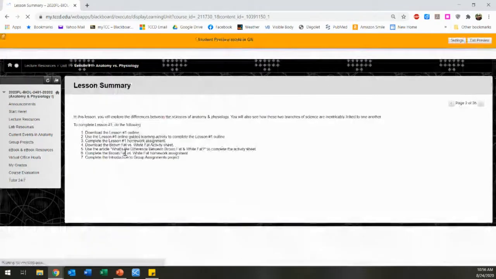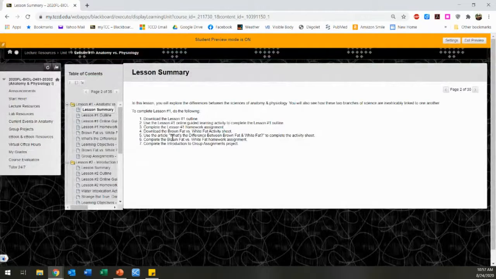So to give you a general idea of what you should do for lesson number 1, here's basically a checklist for you. We want to get that outline, we want to work through the guided lesson, then we want to work on the homework assignment. All of that is kind of self-contained. Then we've got an application activity for this particular lecture, and that's brown fat versus white fat. So the two kinds of fat you have in the body, they're different in their appearance and they're different in their function.